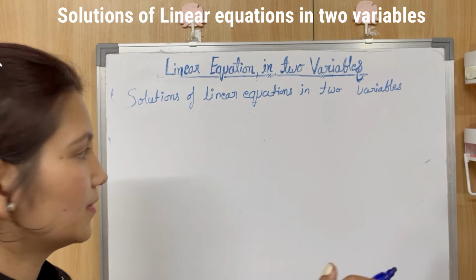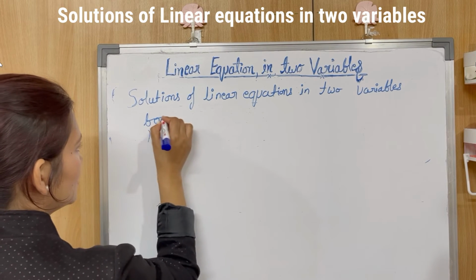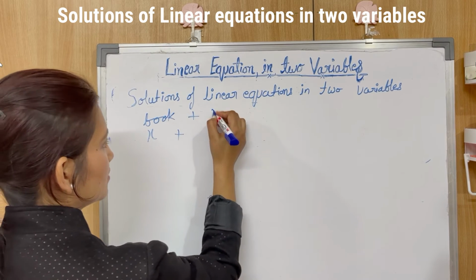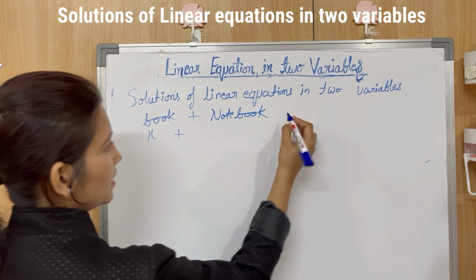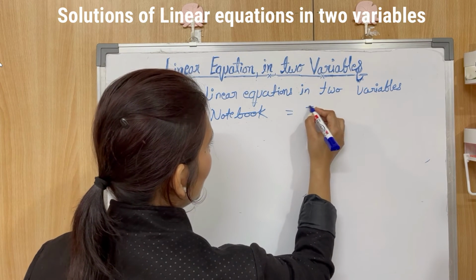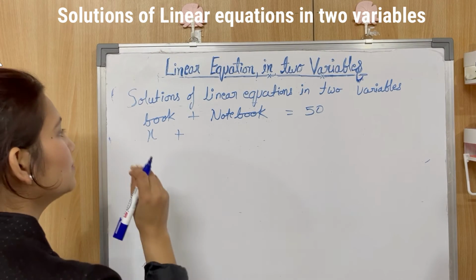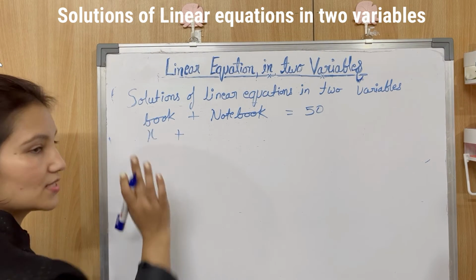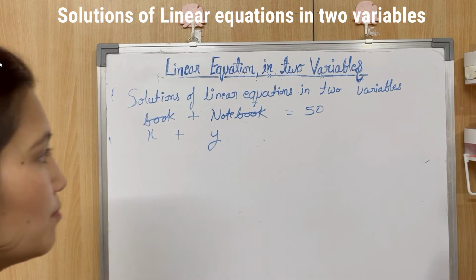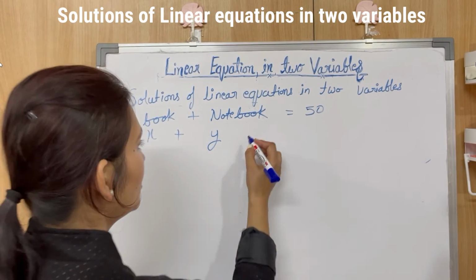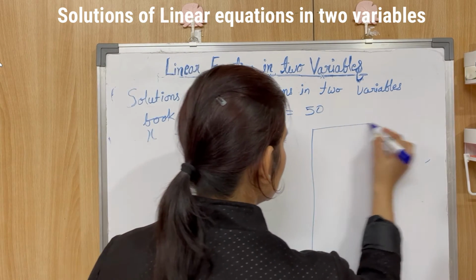Let's take a situation. If I say the cost of a book and a notebook is 50 rupees. So let's assume that the book was of x rupees and the notebook was of y rupees. I together bought these two things and I paid 50 rupees. So what are the possibilities?